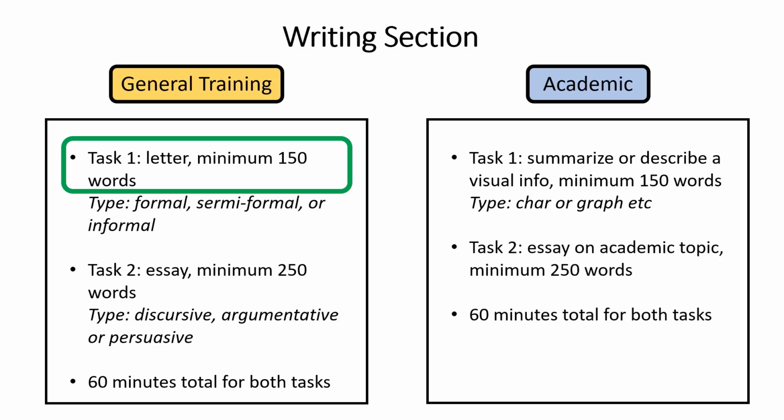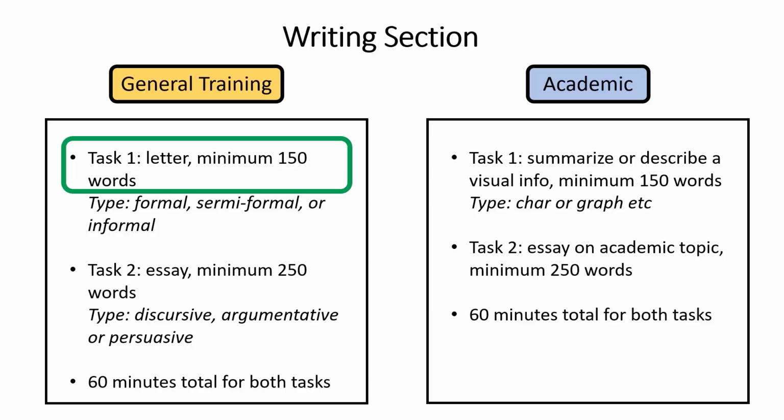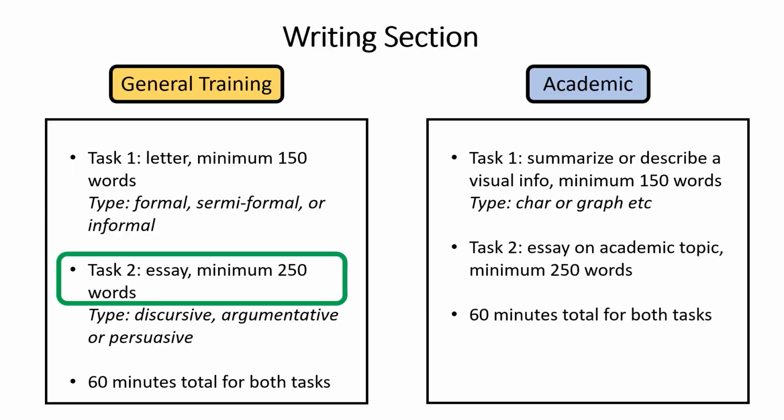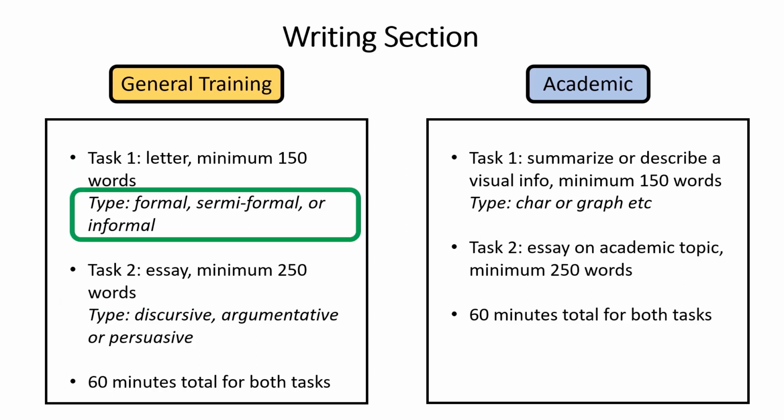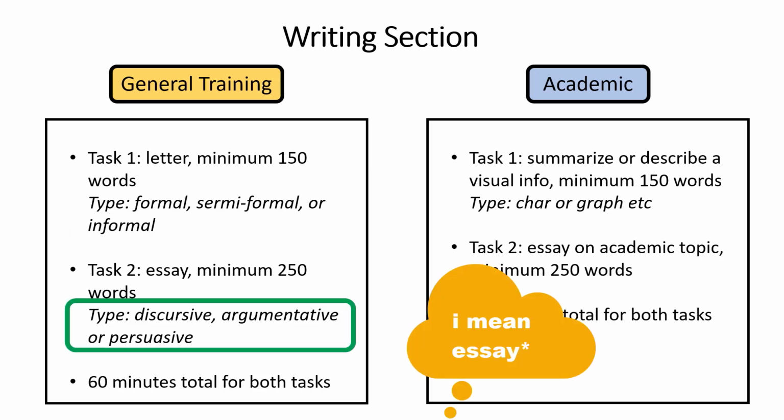Task 1 requires you to write a letter in response to a given situation or problem with a minimum limit of 150 words. So you can write 150 words, nothing less than that, but could be more than that. While task 2 requires you to write an essay on a topic that they give you in no less than 250 words. The letters in task 1 can be of different types, such as formal, semi-formal, or informal, and the essay in task 2 can be discursive, argumentative, or persuasive.